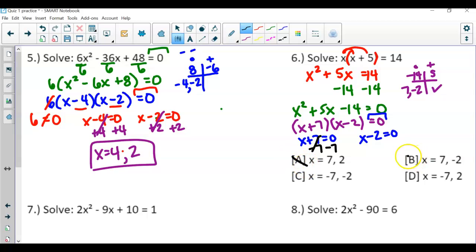So I'm going to mark off A and B, right? Because they say both are positive 7. Then we would add 2 to both sides here, making positive 2. So that's why the answer is D.